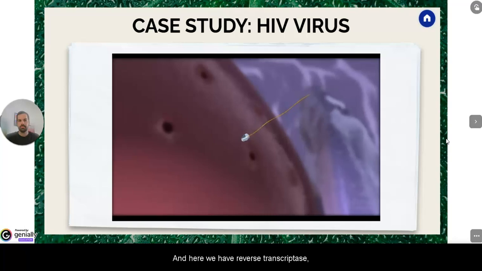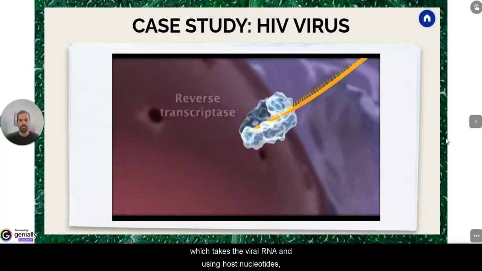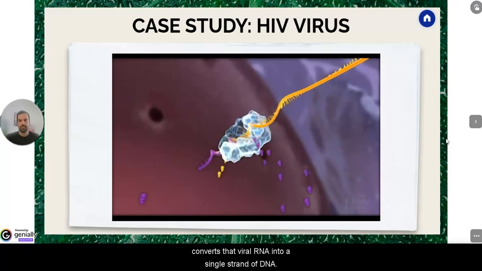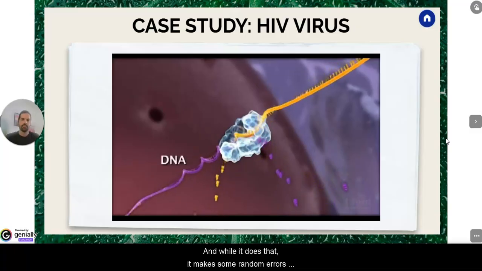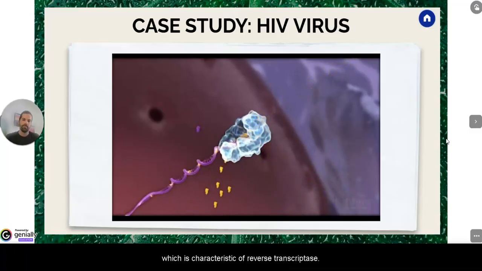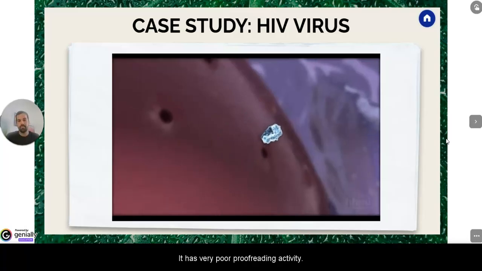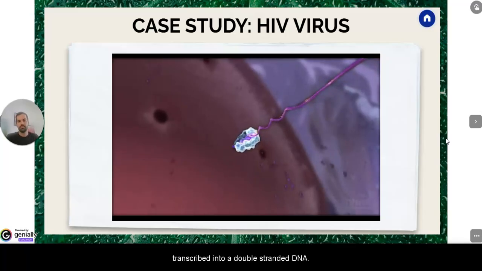And here we have reverse transcriptase, which takes the viral RNA and, using host nucleotides, converts that viral RNA into a single strand of DNA. While it does that, it makes some random errors, which is characteristic of reverse transcriptase. It has very poor proofreading activity. That single-stranded DNA now is again reverse transcribed into a double-stranded DNA.